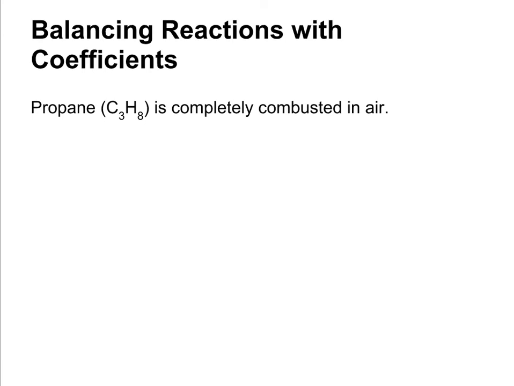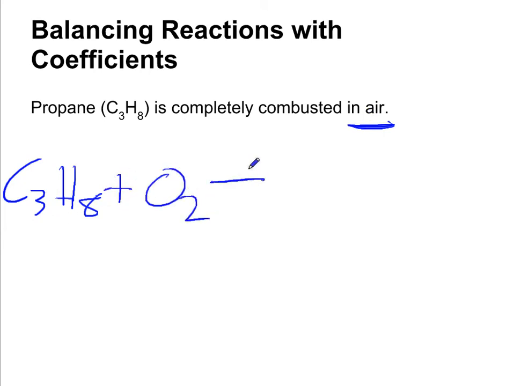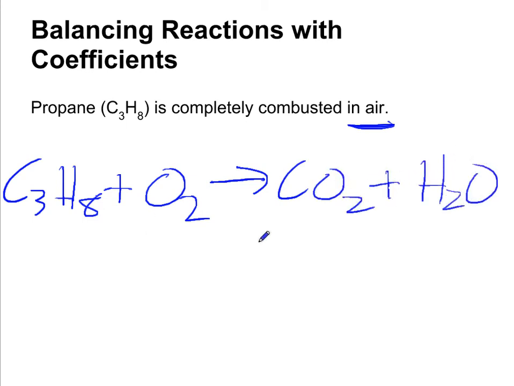Combustion reactions sometimes can get kind of difficult to balance. Let's see, propane is completely combusted in air. So propane is C3H8, that's our hydrocarbon. I put this in air on there to remind you that we have to have oxygen as a reactant in a combustion reaction. If there's no air, nothing can burn. And it's completely combusted. That means it's going to make CO2 and water. If it was incomplete combustion, it would be just CO, carbon monoxide.